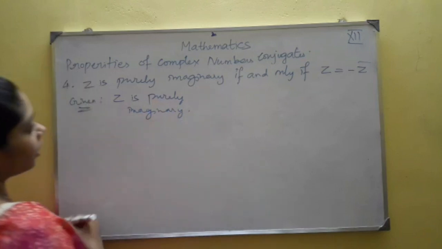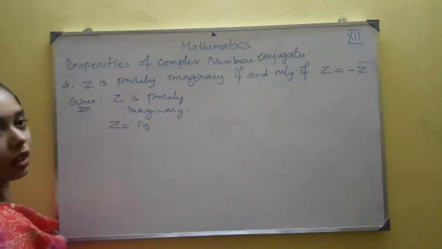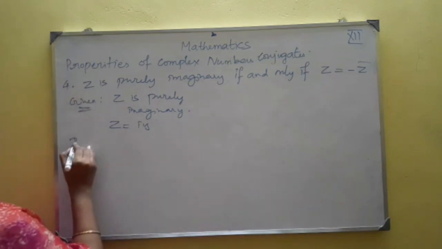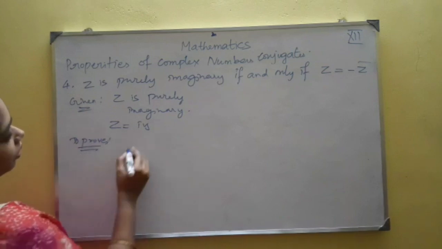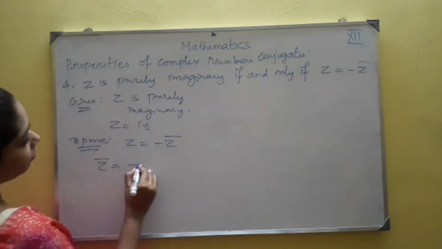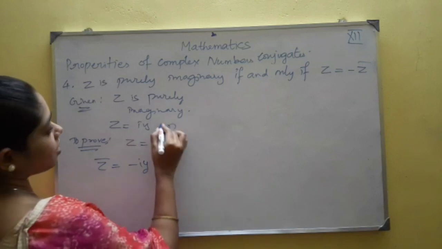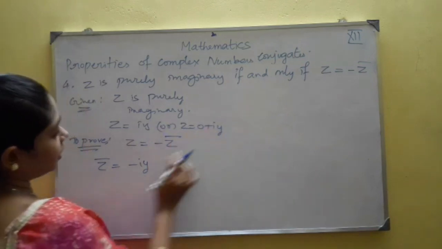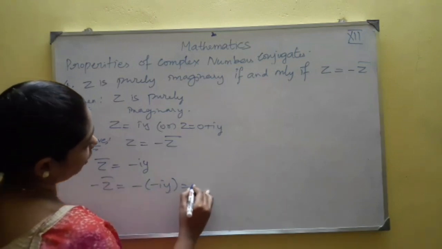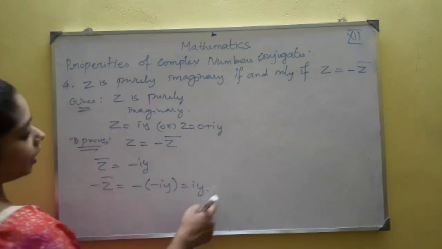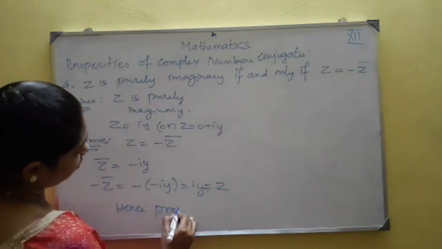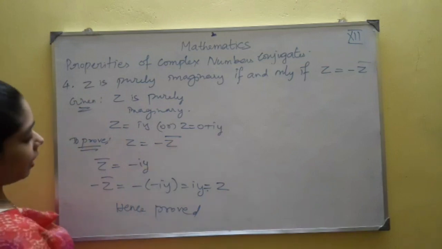Okay, purely imaginary. That means z is equal to iy, right? Purely imaginary means z taking x is equal to 0. Okay, z is equal to iy. Now to prove z equal to minus z bar. Okay, so your z is iy. What is your z bar? Minus iy. Because this also can be written as z equal to 0 plus iy, no? So here it is 0 minus iy. So what is minus z bar? Minus of minus iy gives me iy. So minus z bar, iy, is the same as z. So hence proved. I proved it. Minus z bar equal to z.